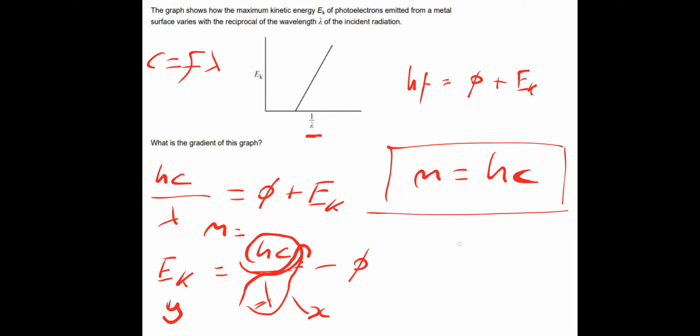And if you wanted to find Planck's constant, h, you would just do the gradient divided by the speed of light. Hopefully that's okay. Let's move on to the next bit.